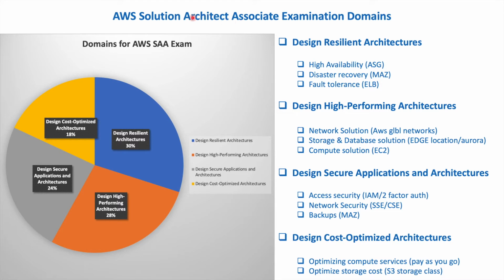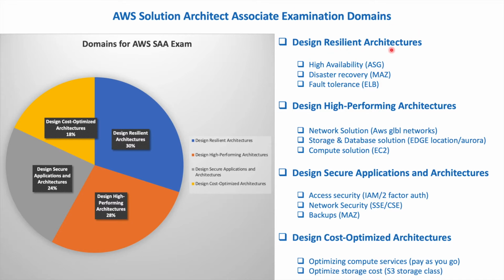The exam that we are preparing for is the AWS Solution Architect exam, and most of the questions are from the architect level. There are four types of architecture in scope for this exam. Those are resilient architecture, high performance architecture, secure application and architecture, and finally cost optimized architecture. Let us discuss all these architectures one by one.